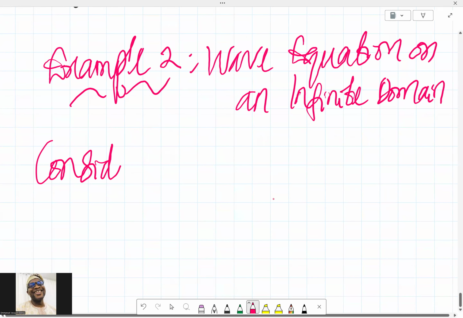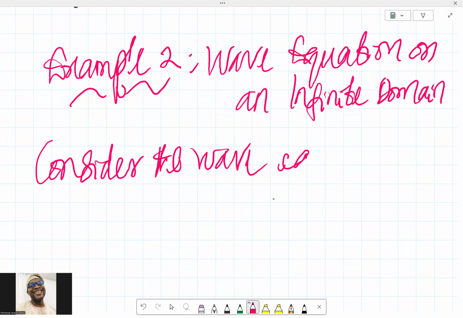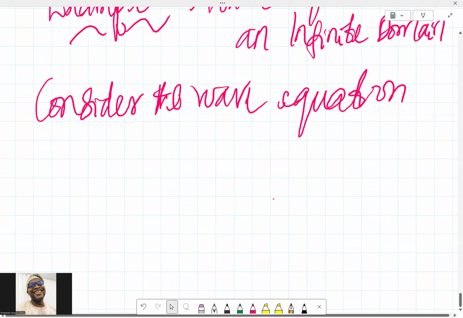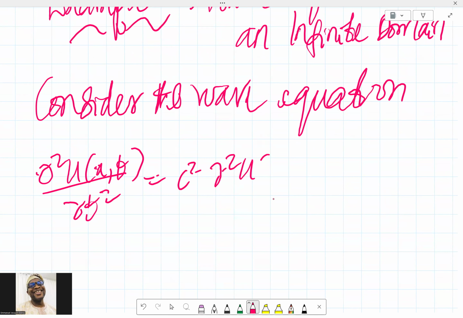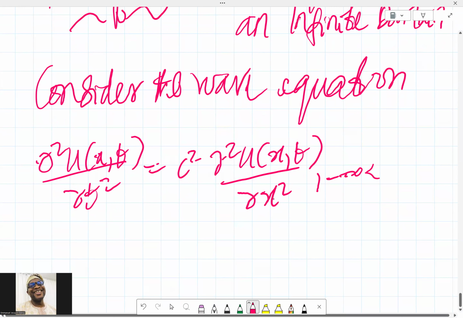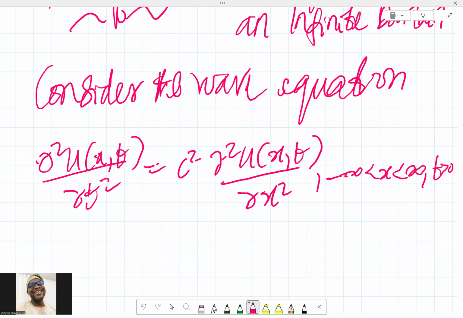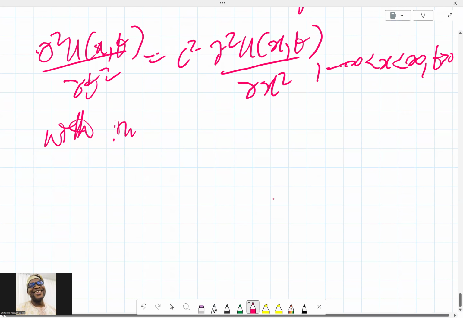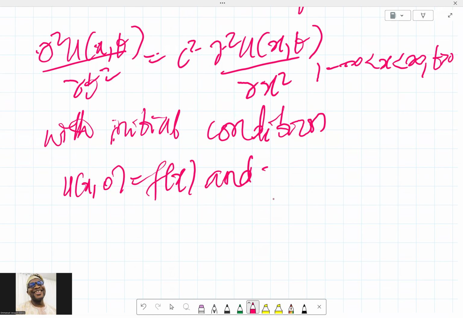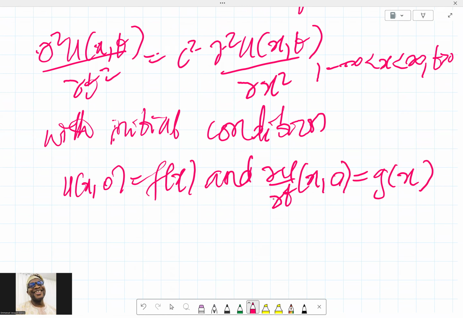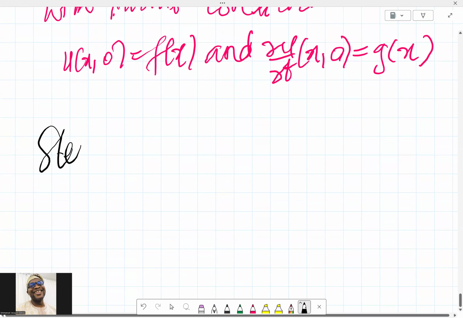So consider the wave equation: partial squared u of x comma t over partial t squared equals c squared times partial squared u of x comma t over partial x squared, for minus infinity less than x less than infinity and t greater than 0, with initial conditions u of x comma 0 is f of x and partial u partial t at x comma 0 is equal to g of x.